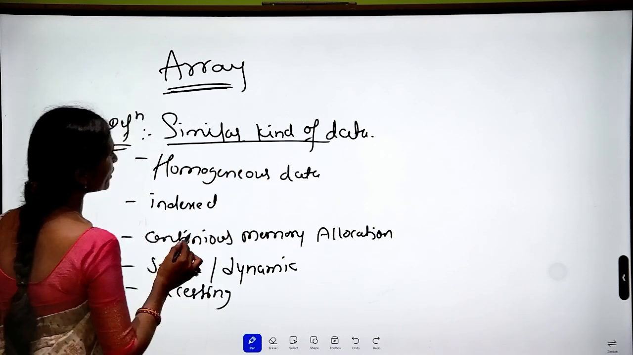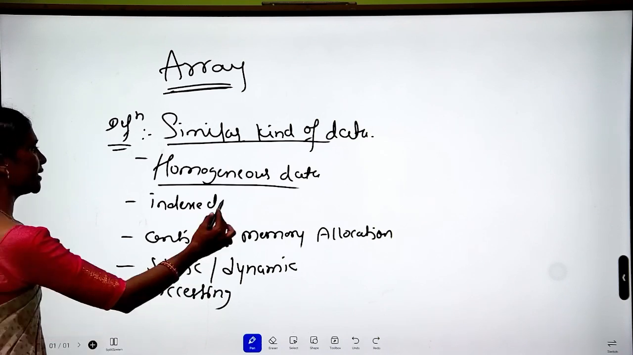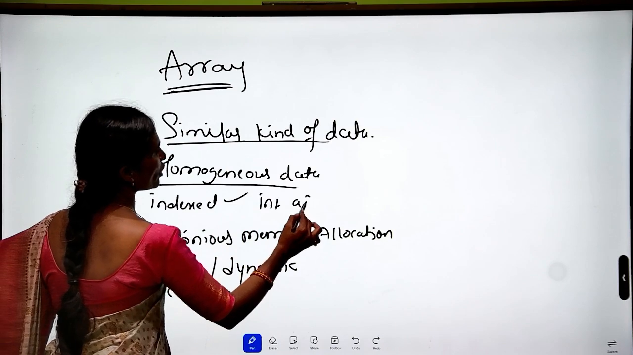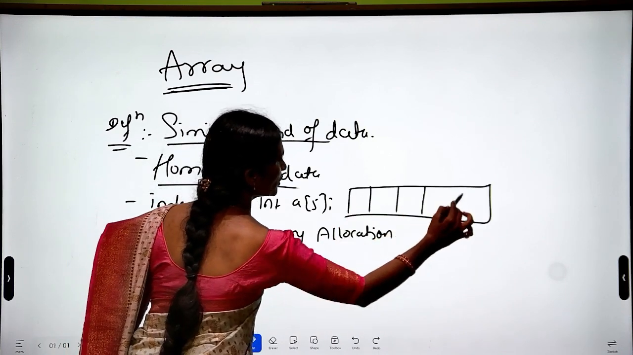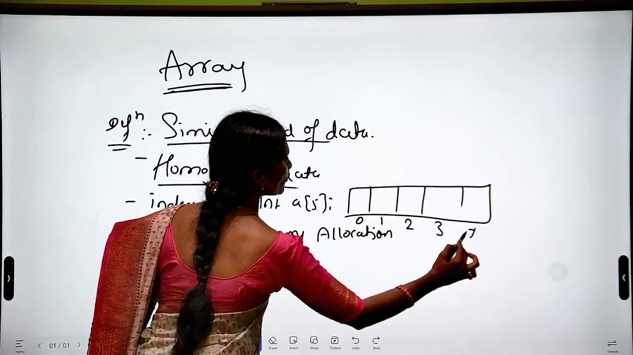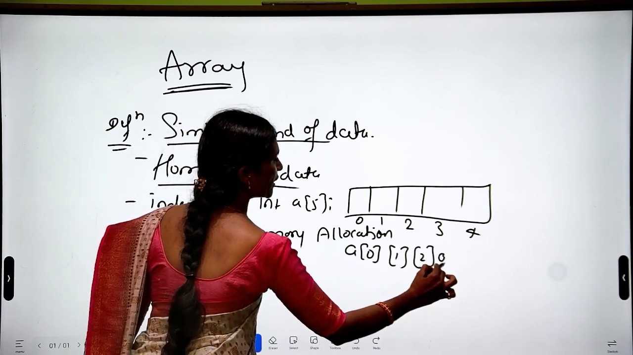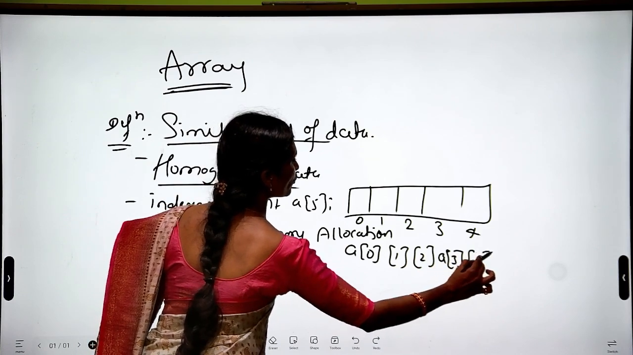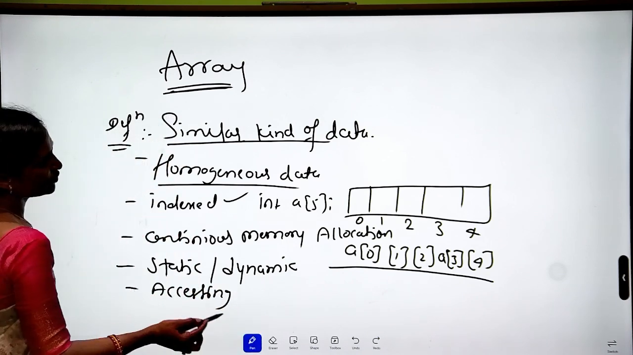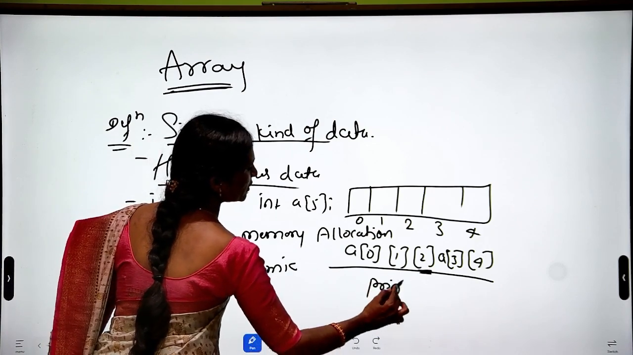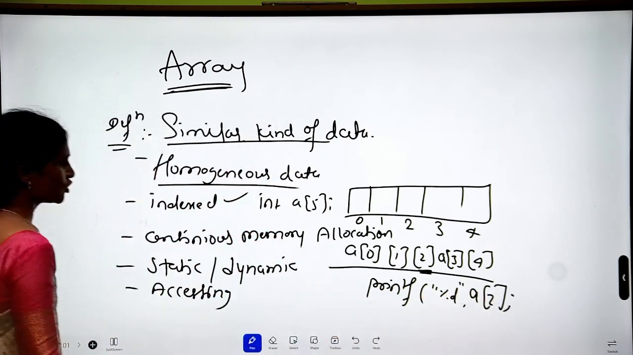An array is a similar kind of data, or we call it a homogeneous collection of data. They are indexed. Indexed means if I say int a of 5, the values are represented in a single dimension: 0 1 2 3 4. So the indexing is a of 0, a of 1, a of 2, a of 3 and a of 4. This is what we call indexing the data. Accessing will be easy. If I want to access a of 2, I can simply write printf %d a of 2.